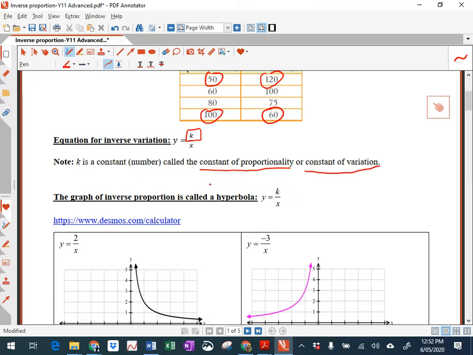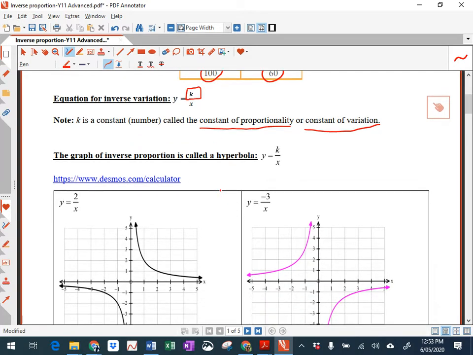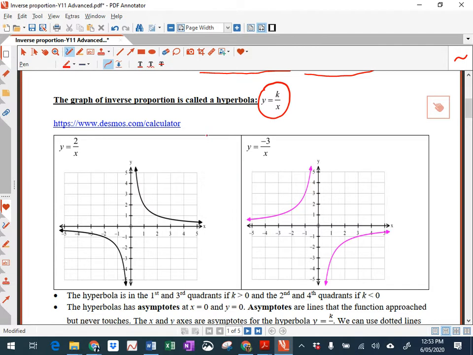Now, what about the graph of inverse proportion? Well, it's called a hyperbola. The graph of inverse variation or inverse proportion is called a hyperbola, and this is the equation. We're going to look at what that looks like. So look at the first graph. You'll see here y equals 2 over x. It's got two pieces. The first piece is in the first quadrant, and the second piece is in the third quadrant.